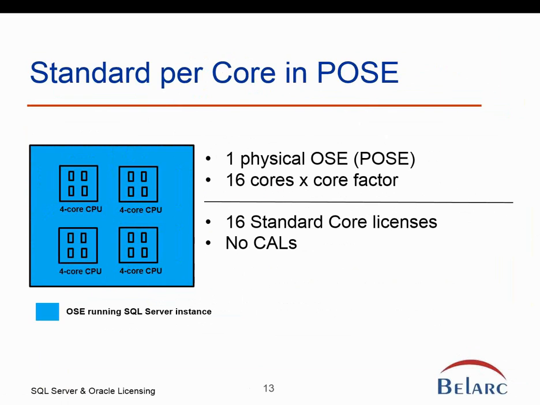Because we have two examples. We want to show where you're licensing just by the POSE and then the VOSE. So we've got that same server with the 4 CPUs and a total of 16 cores. So the result is you need to get 16 core licenses. And again, it doesn't matter how big or small your SQL server is.